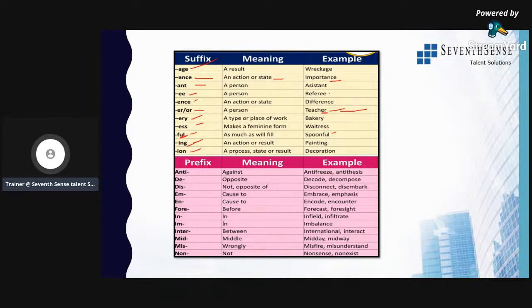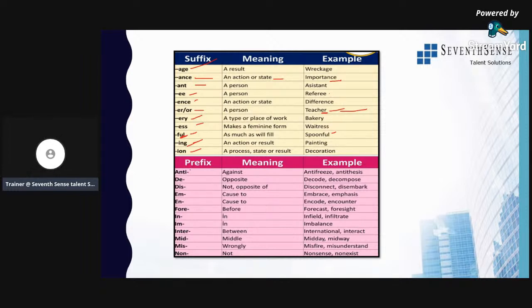Suffix, it is a process or a state or a result, decoration. And coming to the prefix part. See, anti means against. Antifreeze, antithesis. Again, these are like contradictory parts.